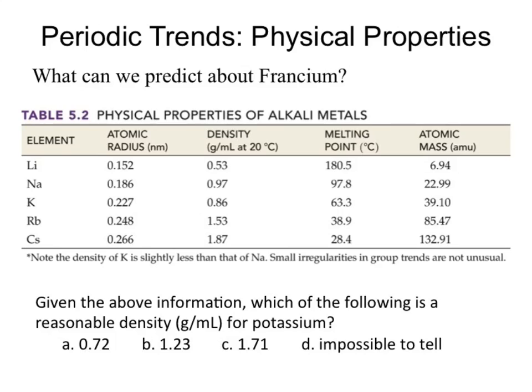Given the above information, which of the following is a reasonable density for potassium? And by above information, we should really cross that out. A or B, that should be acceptable, right? Where is A as a value? It is lower than that of sodium, whereas all the other ones go higher. So A doesn't make sense because that doesn't match our trend.